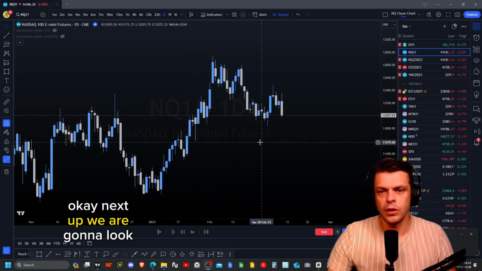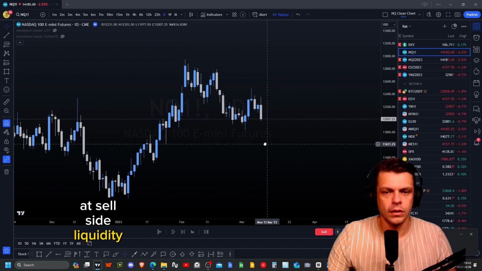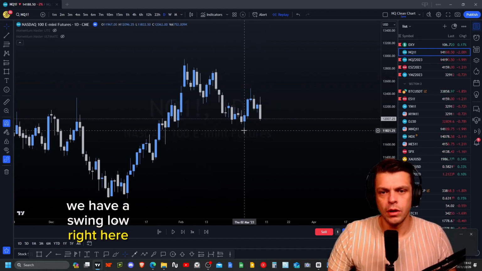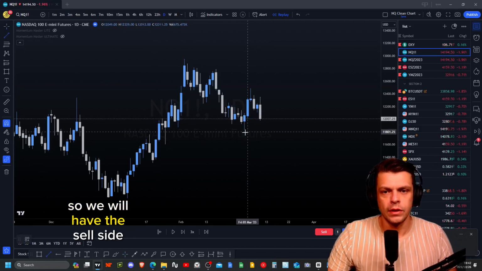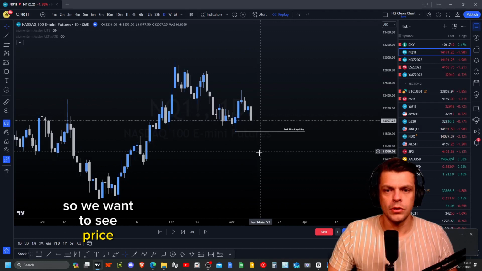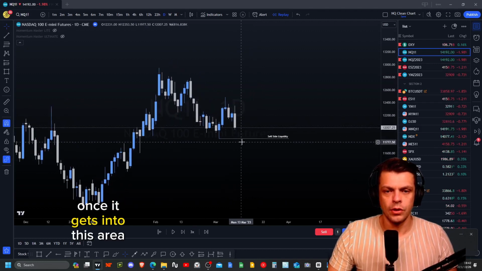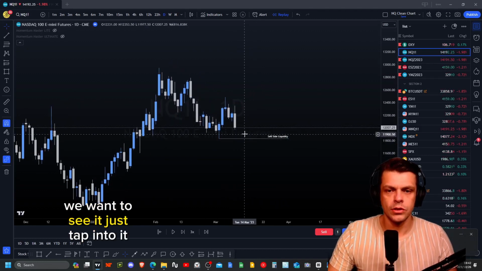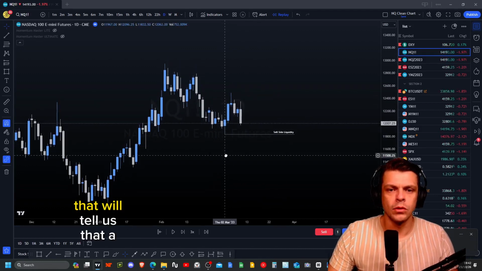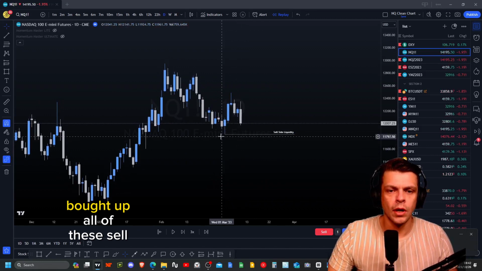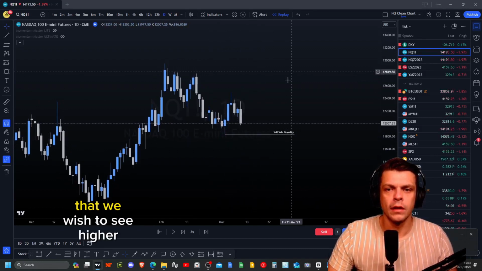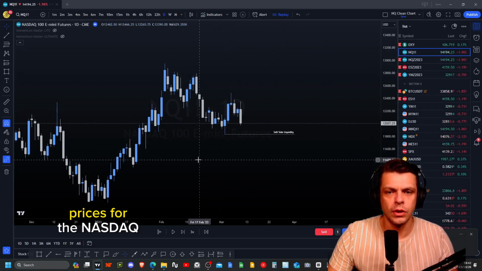Okay, next up, we are going to look at sell side liquidity. So right here on the daily chart, we have a swing low right here. So we will have the sell side liquidity below this low. So we want to see price action, once it gets into this area, just tap into it and then start to aggressively move away. That will tell us that a bigger player bought up all of these sell stops below this low. And now it will be likely that we should see higher prices for the NASDAQ.